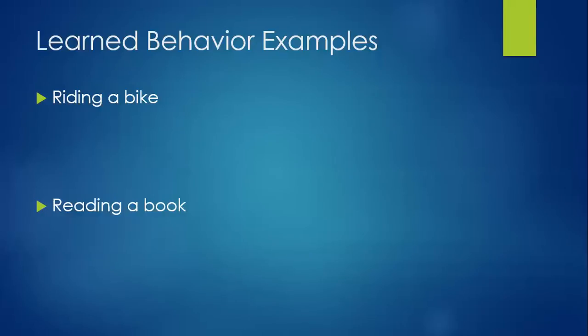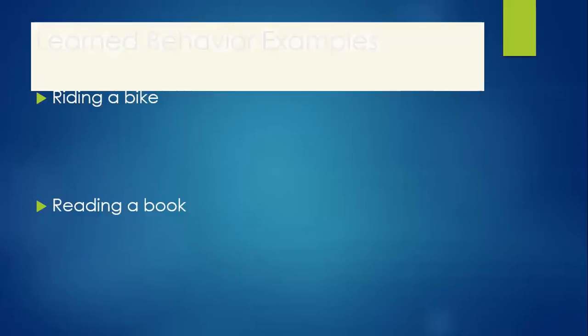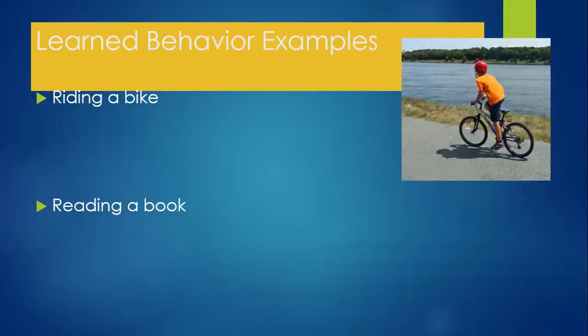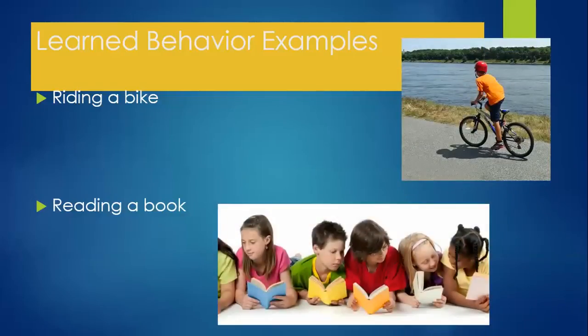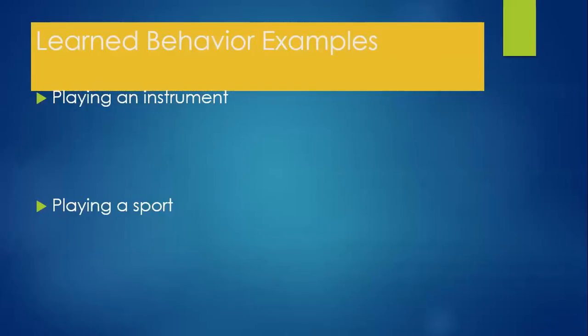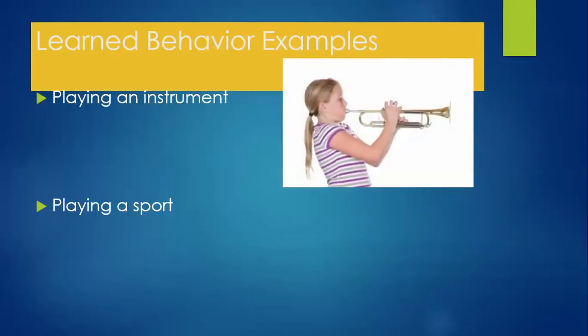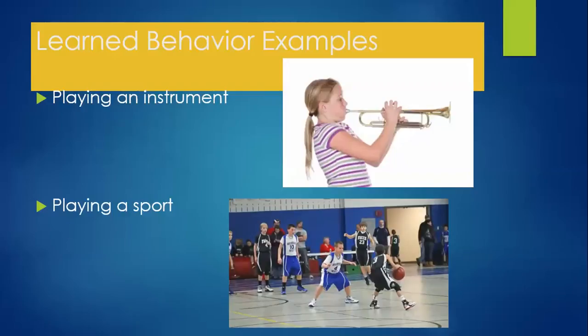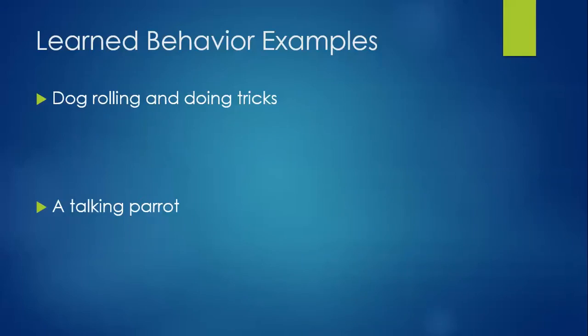However, learned behaviors are those things that are learned through life experiences, either by practice when being taught or learning how to do something, or simply by experiencing issues in life. For example, riding a bike is a learned behavior. Reading books, learned behavior. Other behaviors that are learned include playing an instrument or playing sports.